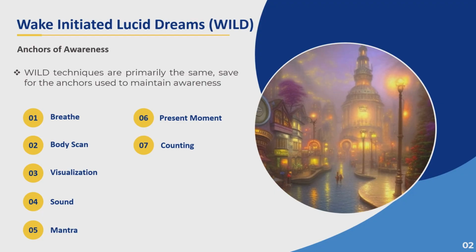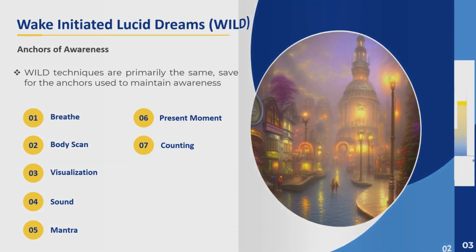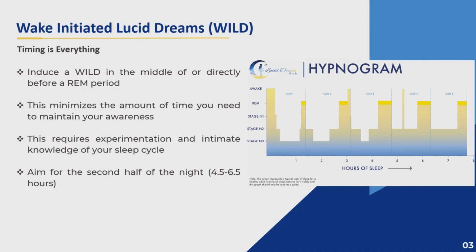Some of the most popular anchors include the breath, the body, a visualization, a sound, a mantra, the present moment, and counting. With wilds, timing is everything. A wild should be performed in close proximity to a REM cycle, to minimize the amount of time that the dreamer needs to wait for the dream to form. The goal is to induce a wild in the middle of or directly before a REM period. This requires experimentation and intimate knowledge of your sleep cycle.